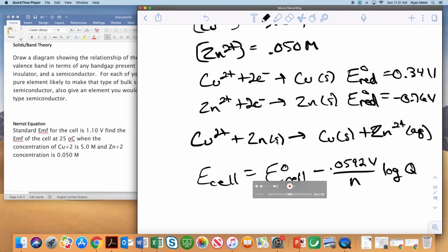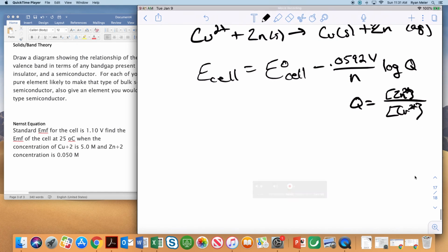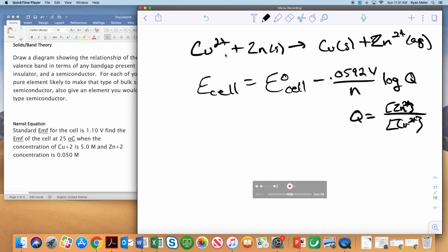Well, zinc and copper are solids, so my Q in this case is going to be the concentration of zinc 2+ over the concentration of copper 2+. And at that point, I have all of the pieces that I need. I have the standard cell potential they gave me. I'm at 25 degrees, so that's why I was able to use this version of the equation. I do need to know n, but looking at my reaction, another part of why the reaction matters, it's 2 electrons being transferred. Copper's gaining 2, the zinc is losing 2, so n is going to be 2, and I have what I need to find Q.